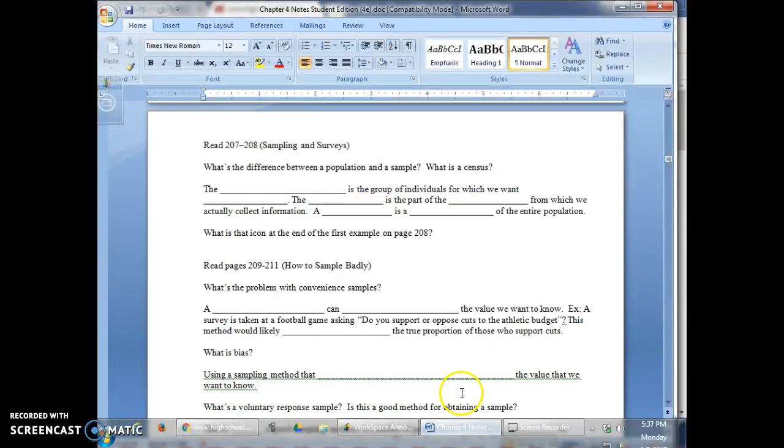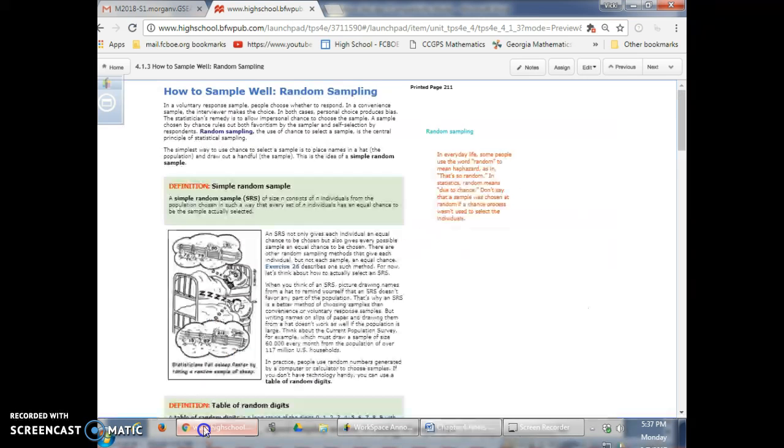So go to your Chapter 4 notes here. So it says, what's the difference between a population and a sample? I am so sorry, the band was playing out in the hall and it was just a little loud.